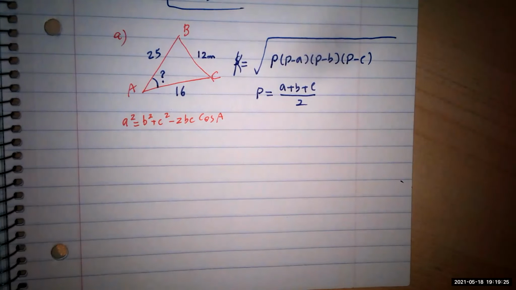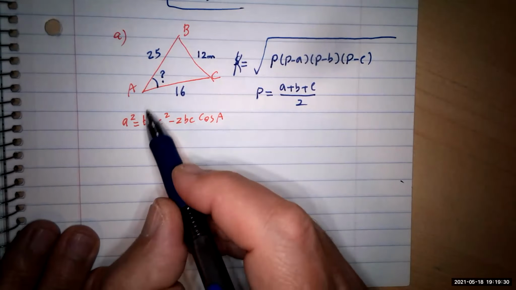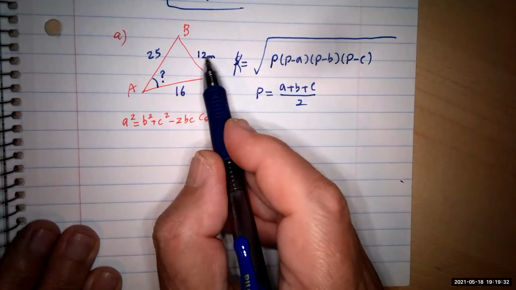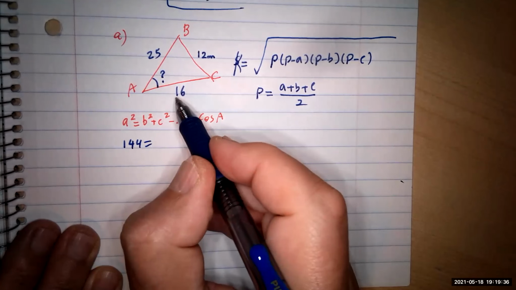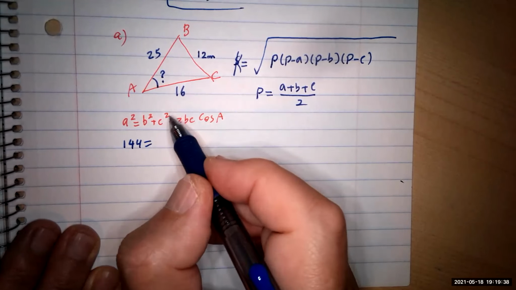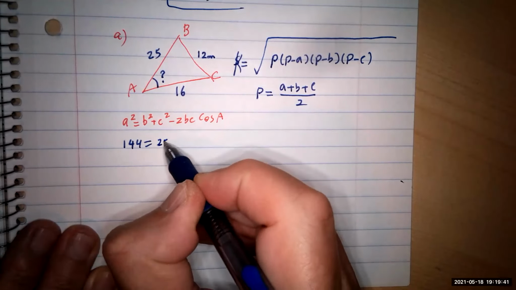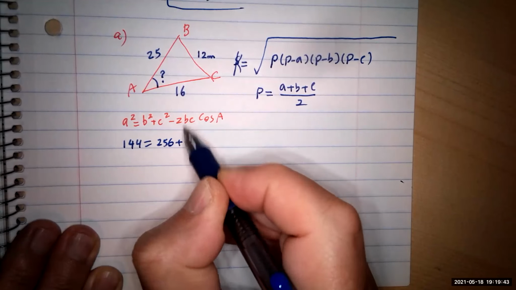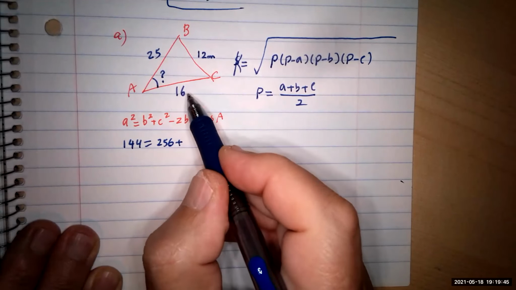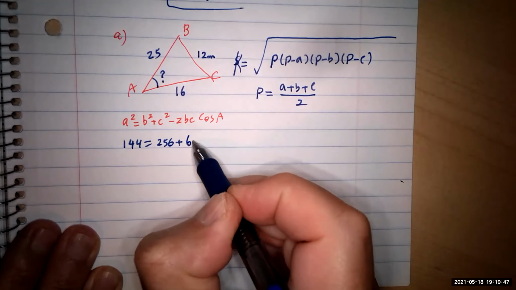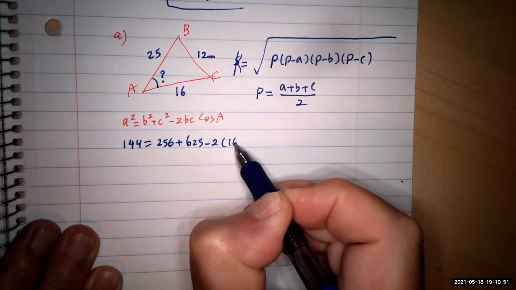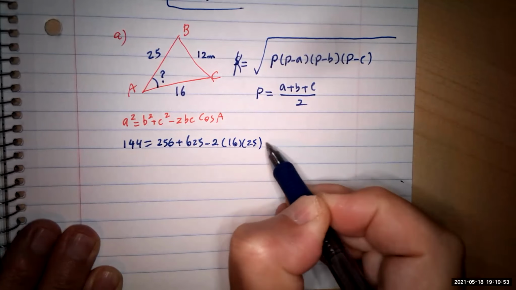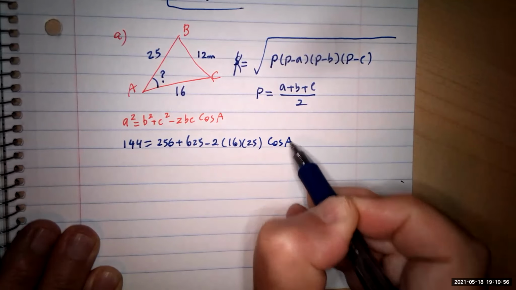Okay, so we find angle A easily, then we come back and do it. This is going to be 12 squared, which is 144. B squared is going to be 16 squared, which is 256. C squared is going to be 25 squared, which is 625. Minus 2 times 16 times 25, and then cosine of A.